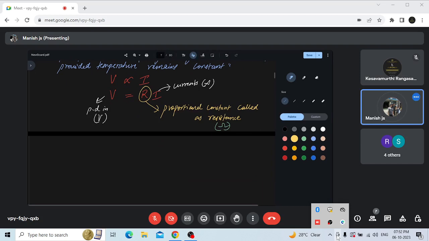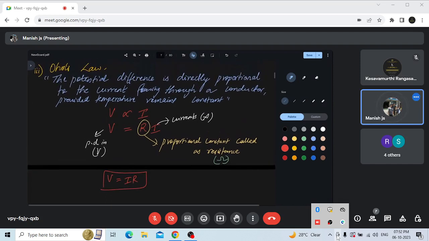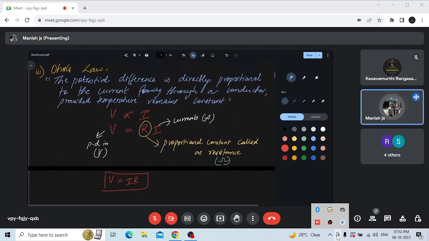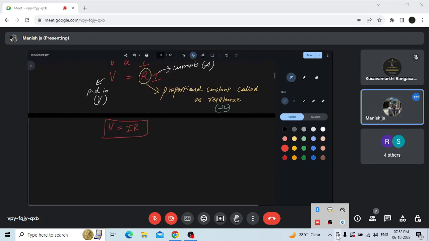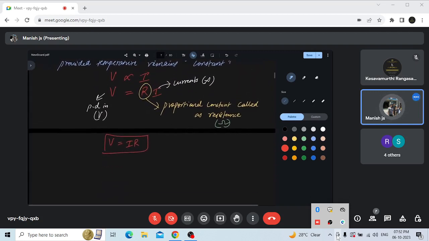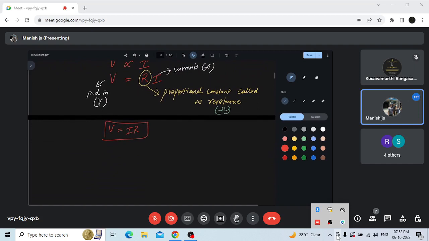Is it clear? I hope the formula is clear now. You understood Ohm's law? V is equal to IR is the relationship. Okay. This is all about Ohm's law. This is the third concept and the formula we have seen. Now moving on to the fourth one.